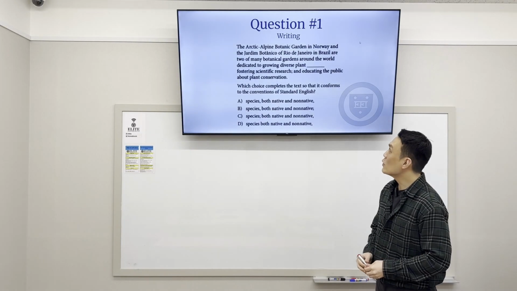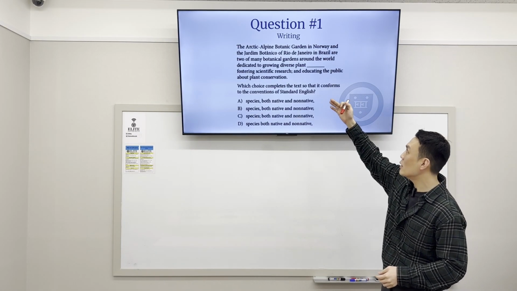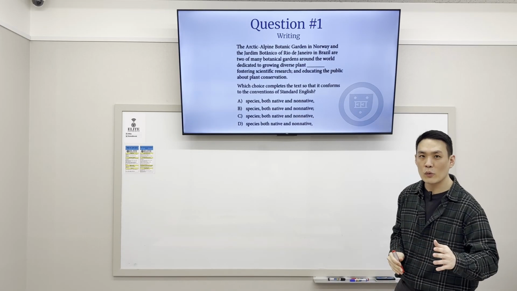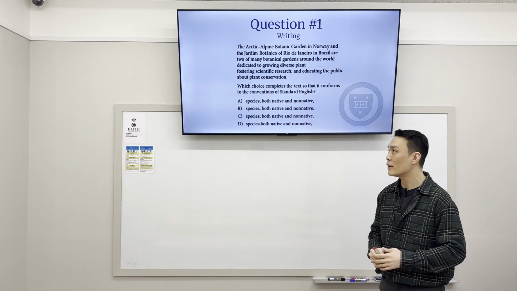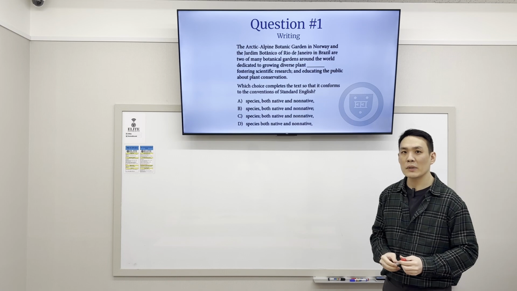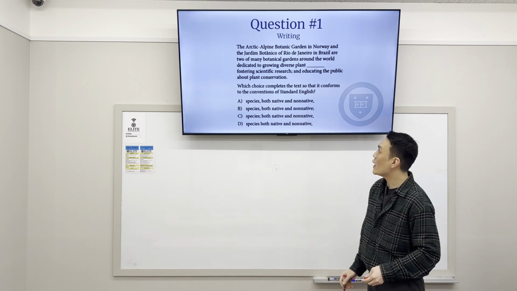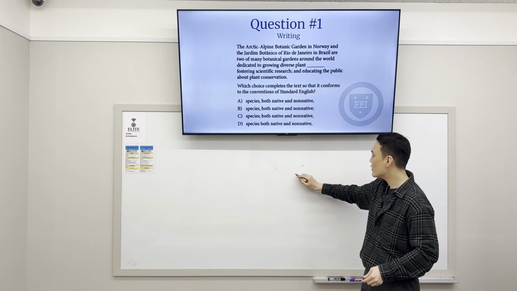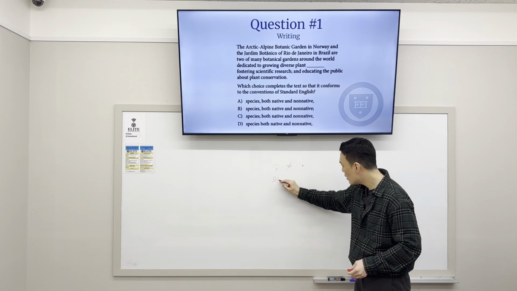So in this text, let's read: Botanical Garden in Norway and the Botanico in Brazil are two of many botanical gardens around the world dedicated to growing diverse plant species, both native and non-native, fostering scientific research, and educating the public about plant conservation. So you notice that here in the text we have a semicolon, which is not being used as a period, but we're using it as a super comma.